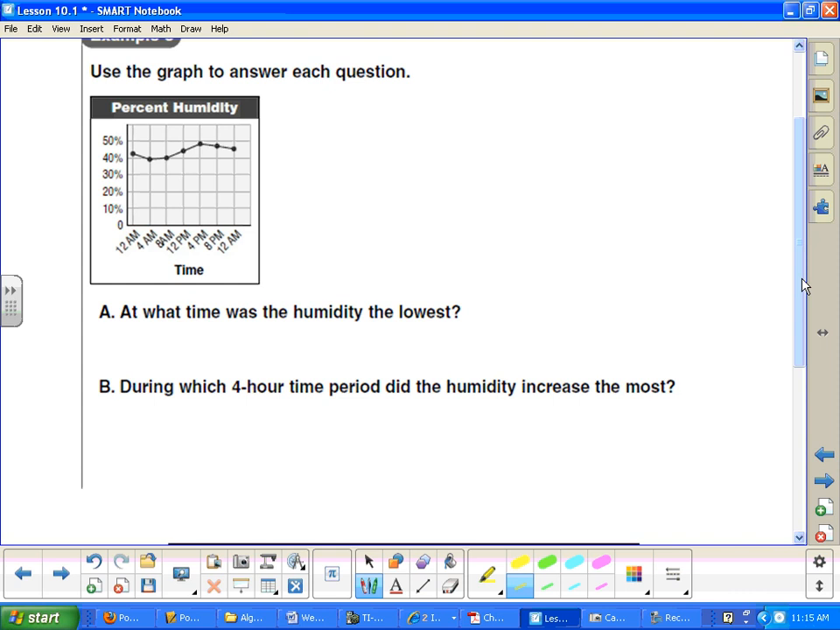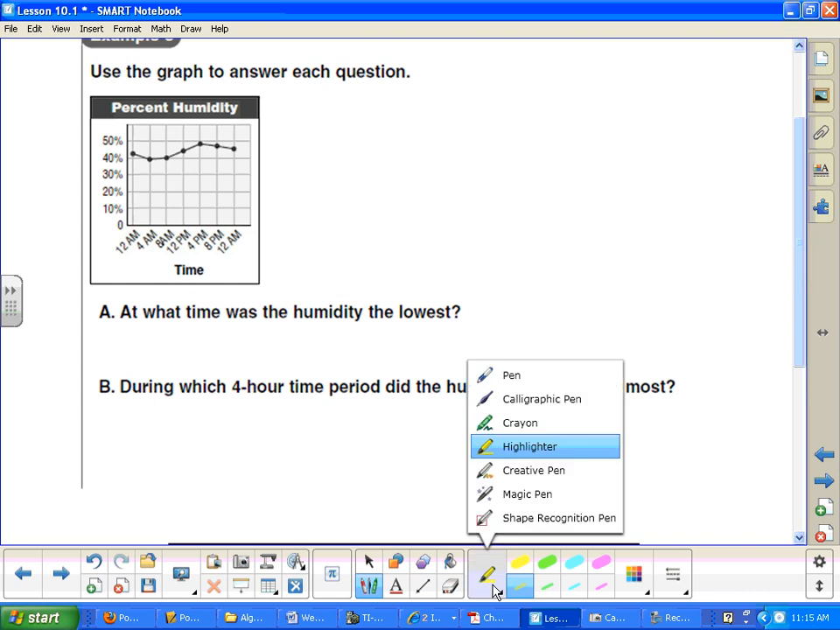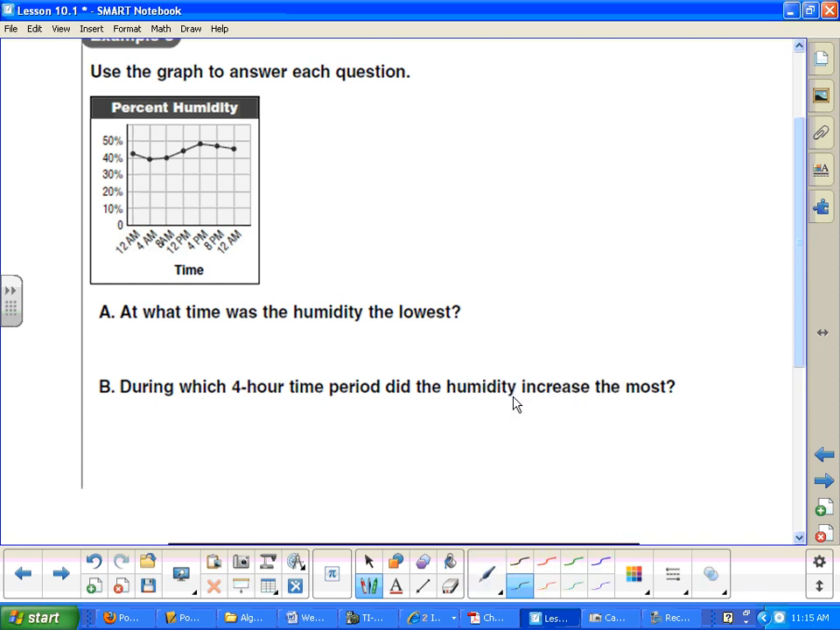Can you see that all right, Justin? All right, so what do you think it is, Justin? When's the humidity the lowest? Okay, at 4 a.m. So we're looking for where it's at the lowest spot. And this is another thing where we could use a straight edge to check it, right? So 4 a.m. here.